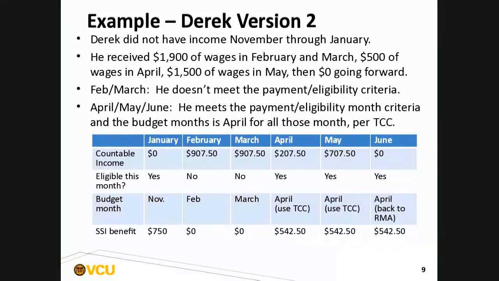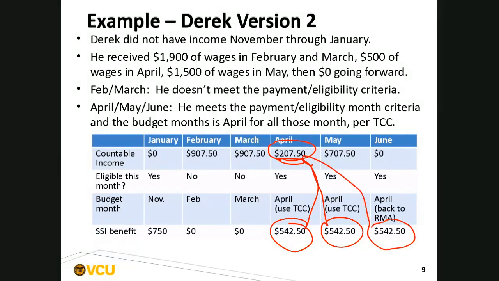If you change the scenario, though, if you look on slide 9, and we reverse it, and instead in April he has really low countable income, which is giving him a $542.50 SSI check that month. With the TCC, they're going to use that income from April as the basis for his SSI check for May and for June. So even though in May he had higher countable income, he still ends up with a $542.50 SSI check. So he's benefiting in that situation.